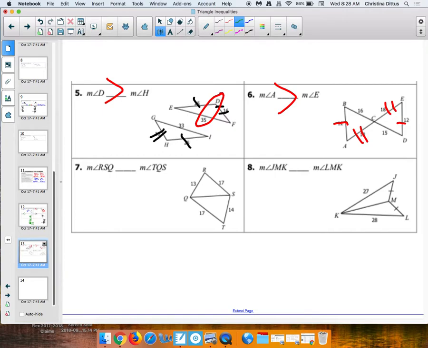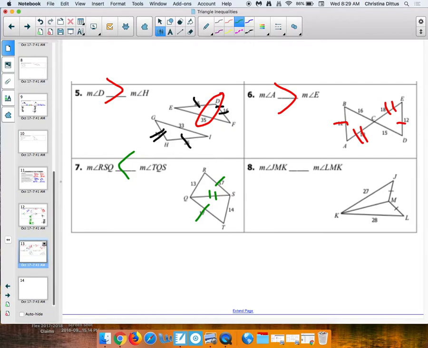What side's the same in 7? 17. 17, what else? The one that they share. The one they share, good. So I've got to compare 14 and 13. Which one's bigger? 14. So which angle is bigger? TQS is bigger. Good.